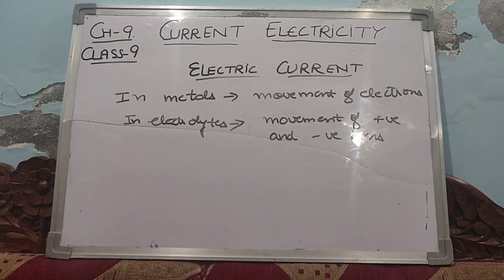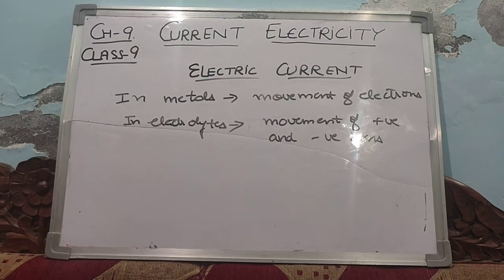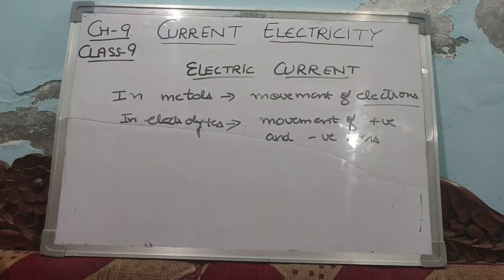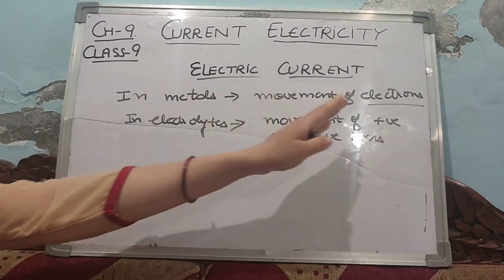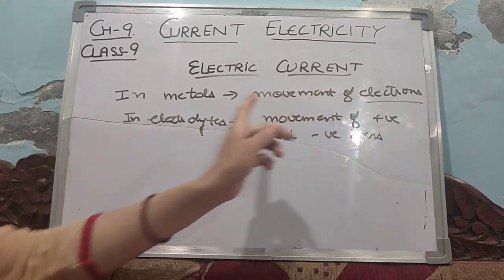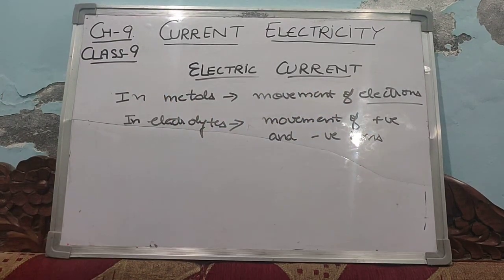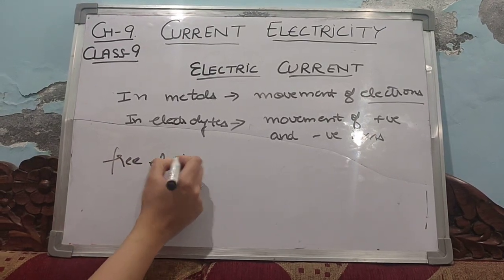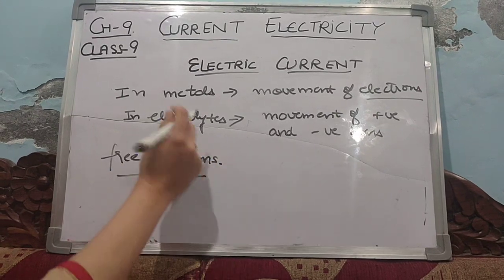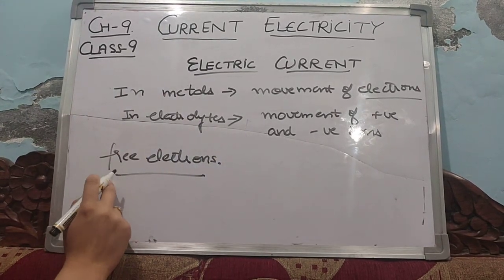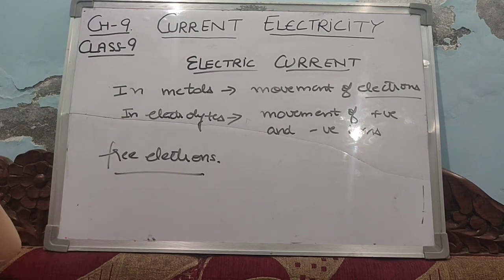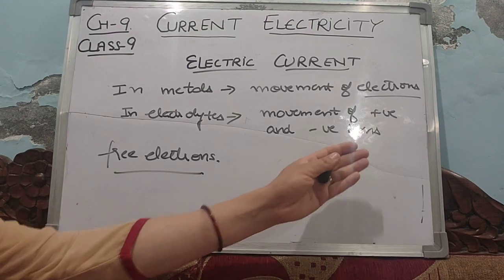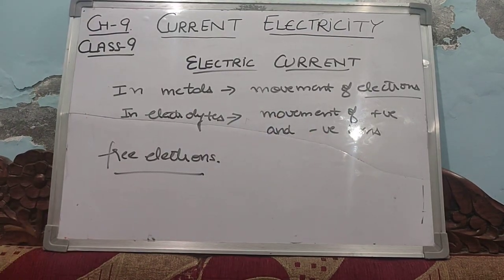Dear students, you have to learn this, that in metals the current flows due to movement of electrons. So this is very important, how the current flows through your metals. It flows through the movement of electrons. So electrons are responsible for current in metals, that is, free electrons. In board exams last year it was asked which factor is responsible for current in metals. That is your free electrons. In electrolytes, movement of positive and negative ions constitutes your current. That is, your cations and anions are responsible for the current.